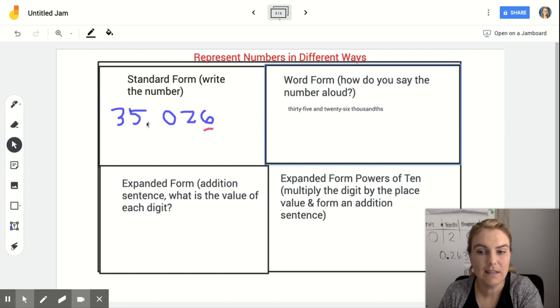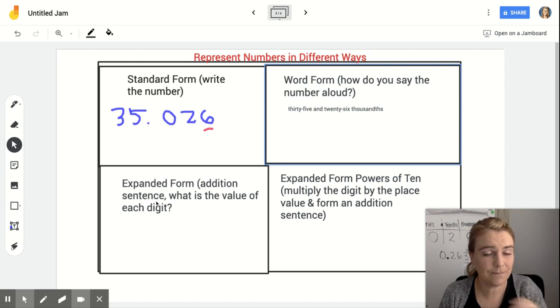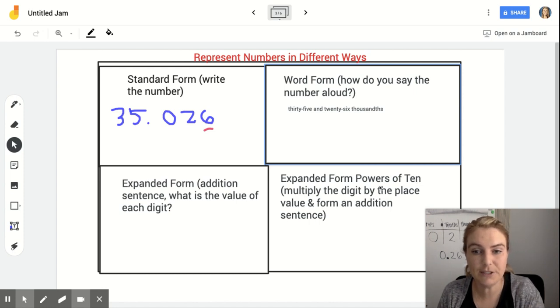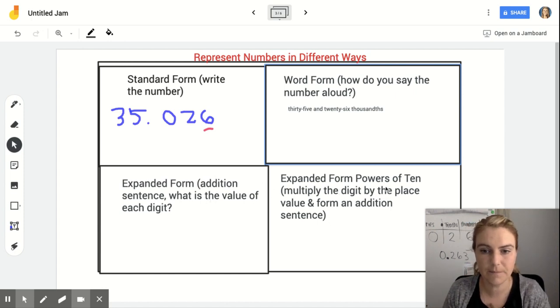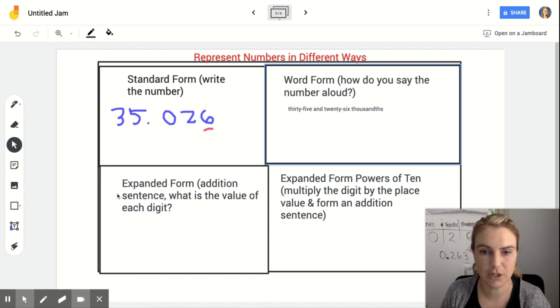Great. And the box on the left-hand bottom corner says expanded form. You're going to write an addition sentence, and you're going to write what the value is of each digit. And then this is quite a bit of writing. And then you're going to write expanded form powers of 10. You're going to multiply the digit by the place value and then form an addition sentence. So go ahead and write those two in. And then I will talk you through. This is where it gets a little tricky. I'll walk you through, and then we'll be going back to our place value charts. Okay. So go ahead and write that in.